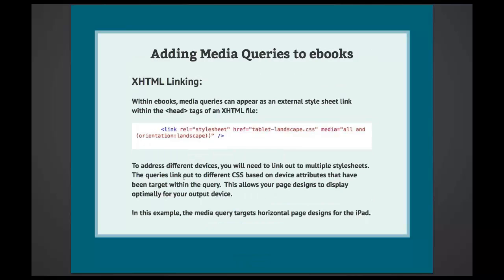So how do we add media queries to ebooks? There's three different ways. This is the first way, which is the same way that we already add existing style sheets, and that's within the HTML. Within an HTML file, you'll link just the same way that you always do, except you'll add the media type, which is media equals, and then you'll add all or screen, and then you'll add your media features. So in this example, I have orientation landscape. Any reader that is in landscape mode will subscribe to this CSS file.